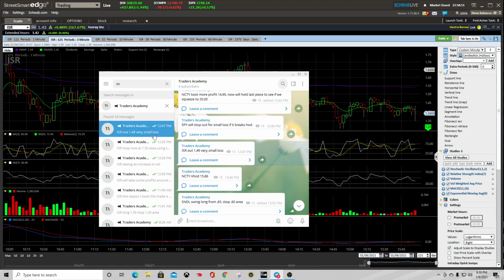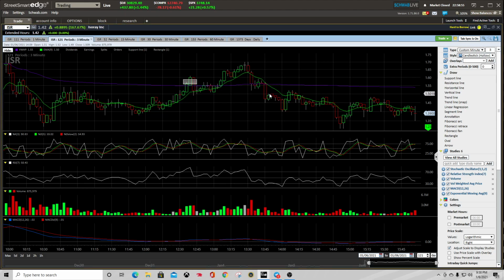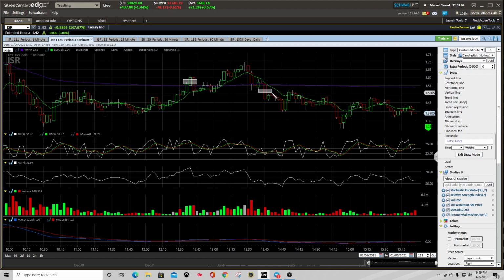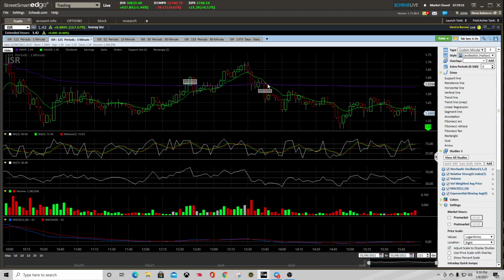But ISR out at 149, very small loss, 1:47 p.m. Let's see, I think it was this big red candle. Yeah, so I exited right there. That's the exit point. Broke down from VWAP. Trade line breaking down VWAP to the downside. So I expect more downside once that happens, and you can see it just extended further down. If you would have taken that trade with 17 shares, you would have lost $1.70. Very, very tiny loss.